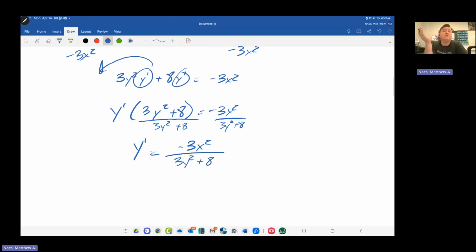Now, the only issue you may come across is with your signs. You could have this written as 3x squared over negative 3y squared minus 8. That just means your negative is on the bottom instead of the top. So don't stress that. If you get the same numbers, but all the signs are backwards, it's fine. These are equivalent answers.